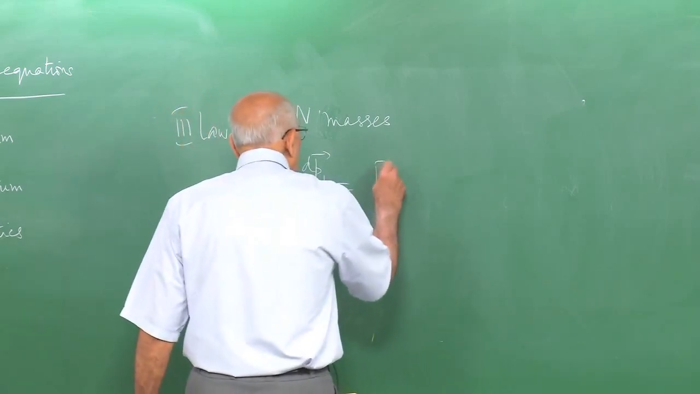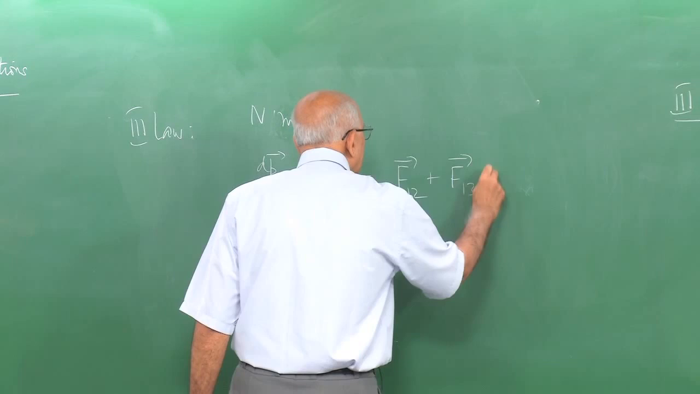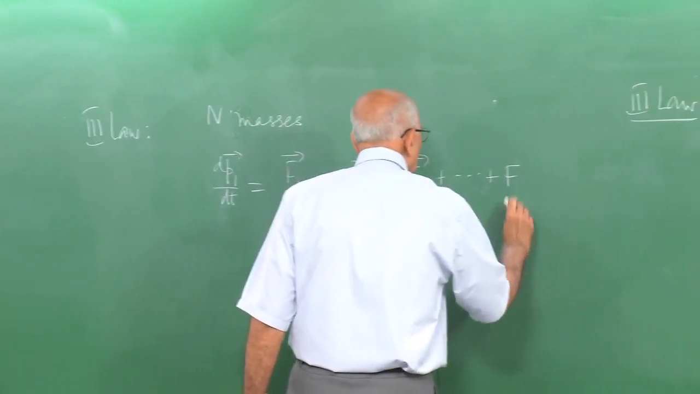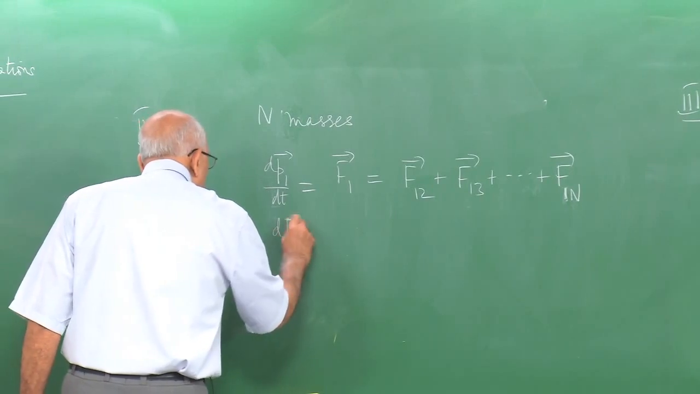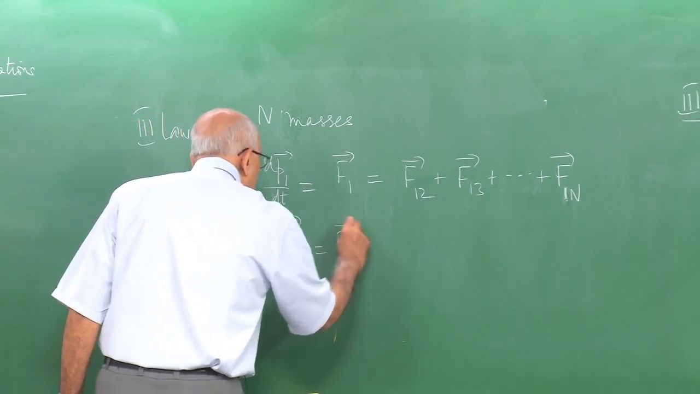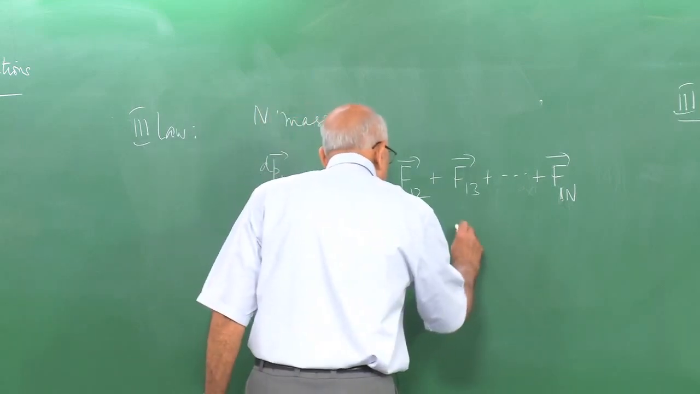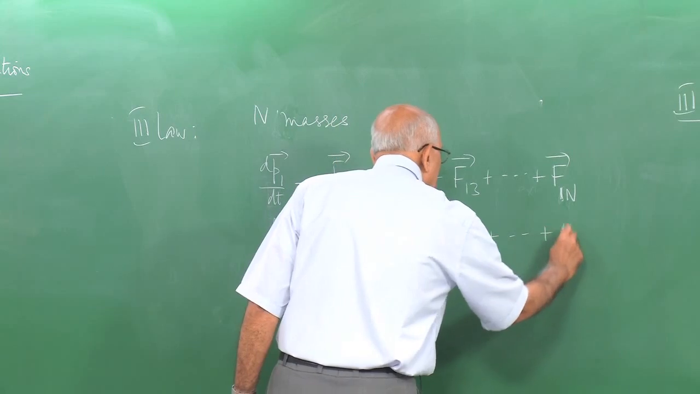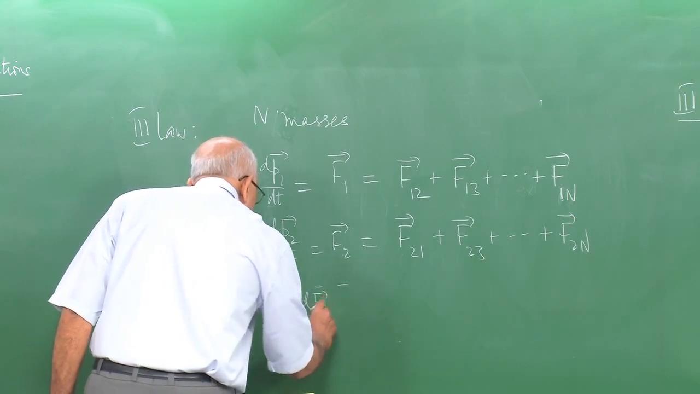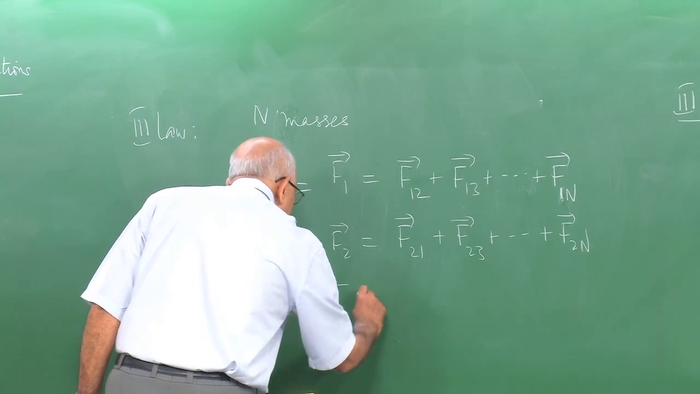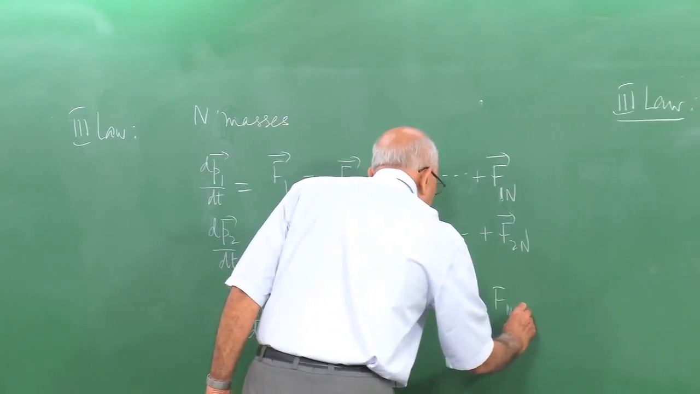So this is equal to F1, the total force on body 1, which comes due to body 2, due to body 3, up to F1n, due to the body n, and similarly dp2 over dt is equal to F2, which is equal to F21, the force on body 2 due to body 1, plus F23 dot dot dot plus F2n, and so on all the way up to the nth particle whose equation of motion is dpn over dt, equal to Fn, this is Fn1 plus all the way up to Fn n minus 1.